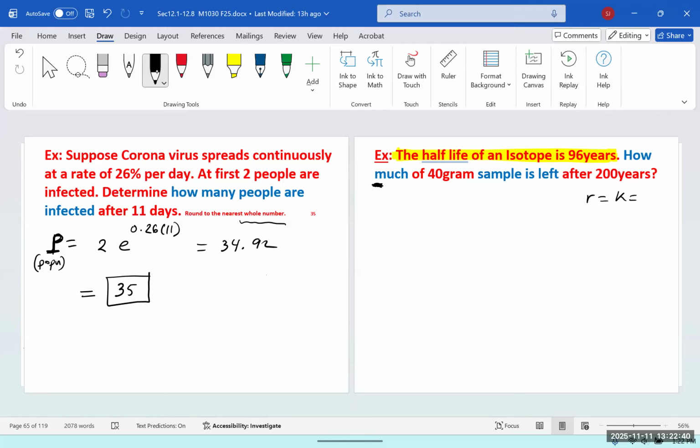The first part is telling us about the half-life. So if today the initial amount is 1, what does half-life mean? What is the final amount? Which is half, right? If initial is 1, half-life means the final amount will be half. So with this information, we are going to find the R, which is the K, the rate of decaying.